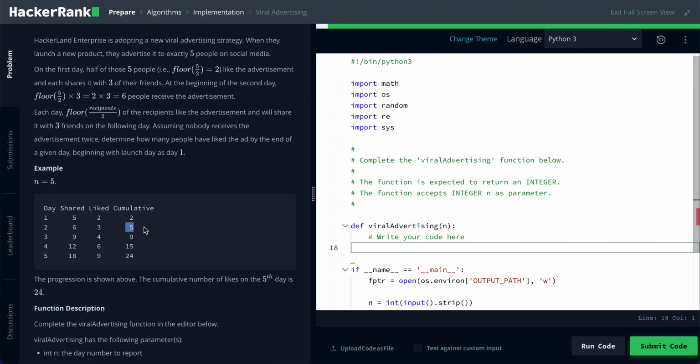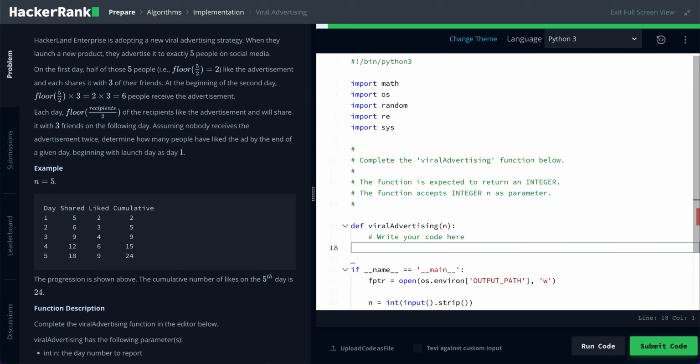Half of those shared recipients actually enjoy it, and they add 3 likes on that day, so the cumulative likes goes up to 5. Those 3 likes share it to 3 of their friends each. It's shared 9 times. The floor of half of 9, which would be 4.5, is 4. You add 4 to the cumulative, that was 5, and you get 9 cumulative likes.